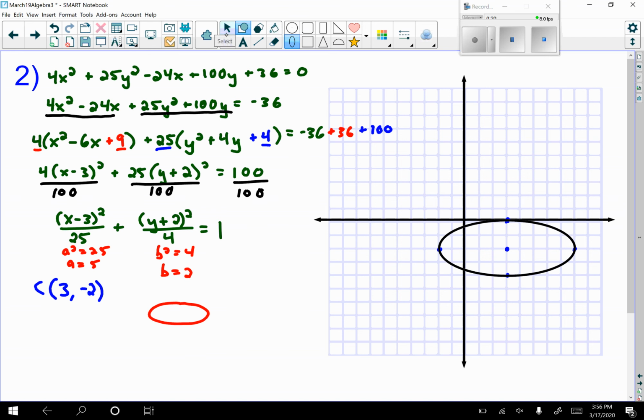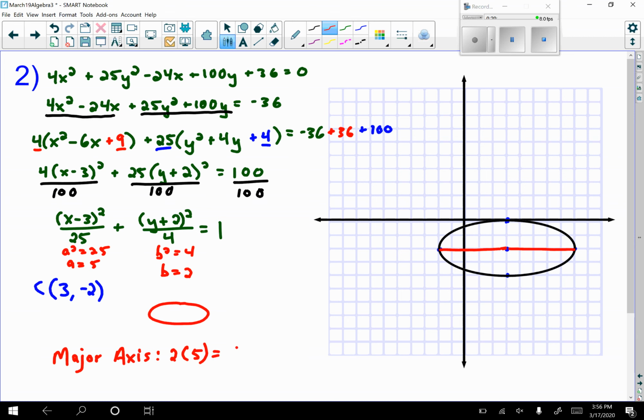Okay, so there's our ellipse. The length of the major axis, we have 5 units here, and then another 5 here. So our major axis is 2 times 5, which is 10 units. All right, so those 2 examples had us going through the entire process. First, we had to complete the square to get this in HK form, and then graphing this as well.